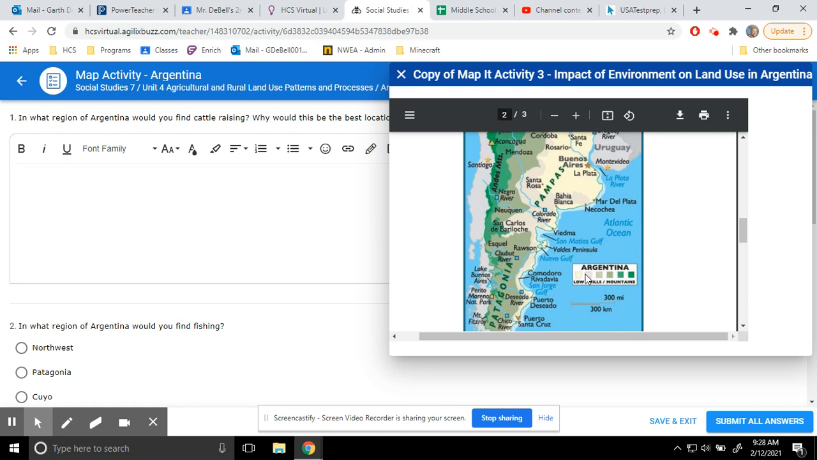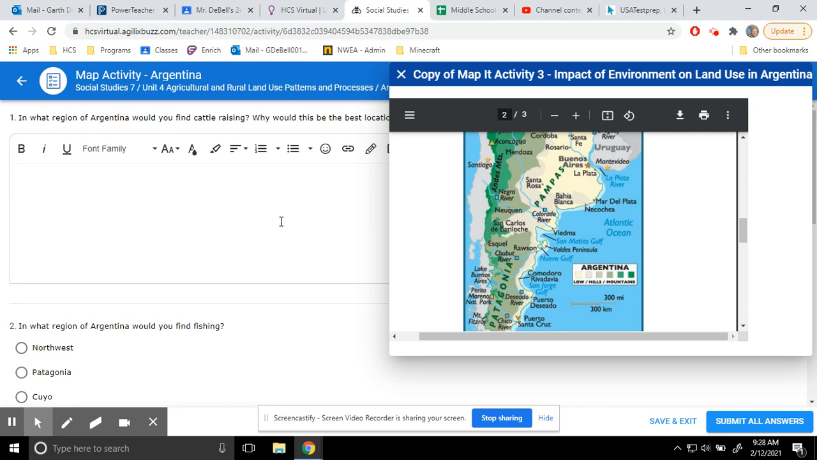For the most part, it's low elevation, right? So this is going to be a flat land like grassland or scrub land. It's not mountainous. So why do you think that this would be a good location for cattle? Well, probably because cattle eat grasses and stuff, right?